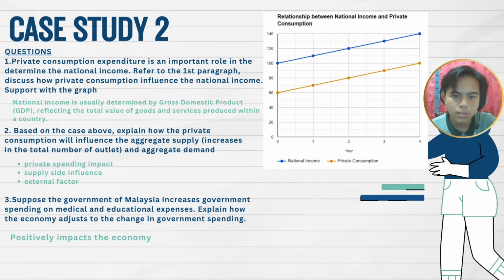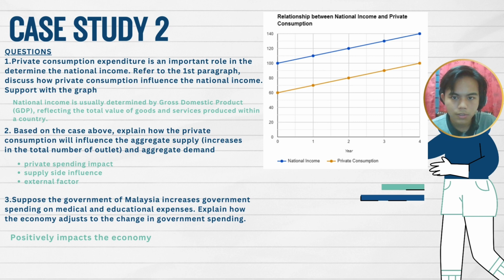Increasing government spending on healthcare and education in Malaysia is expected to positively impact the economy. The move directly boosts consumer demand and economic activity through higher aggregate demand. This injection of funds also has a multiplier effect, fostering confidence among businesses and consumers, potentially leading to increased spending on various goods and services.